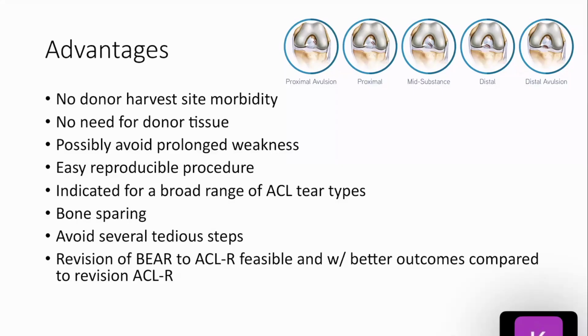So initially it was just mid-substance. Now, honestly, you could probably have a little piece of tissue left and they'll say it's okay to use it. It avoids several of the tedious steps required in reconstruction. It does not require large tunnels, therefore it's bone sparing. And a revision of the BEAR procedure to an ACL reconstruction is feasible and has better outcomes when compared to a revision ACL reconstruction.